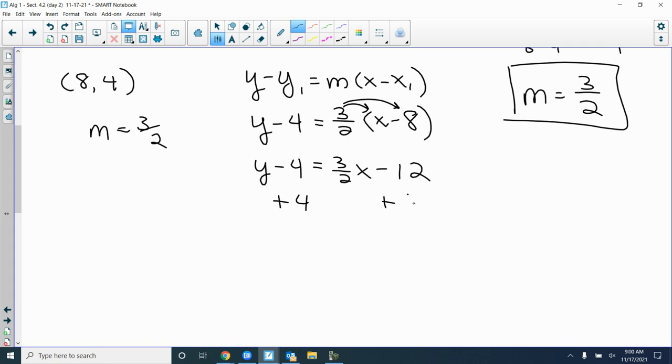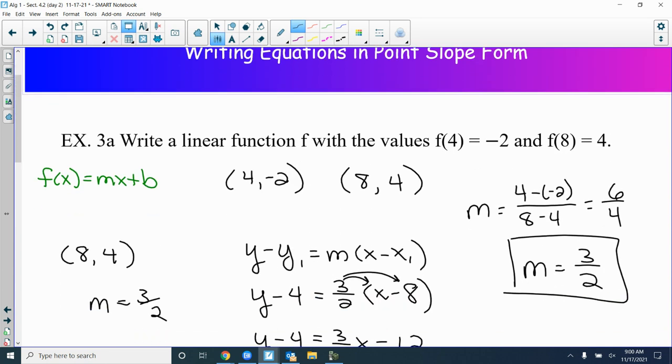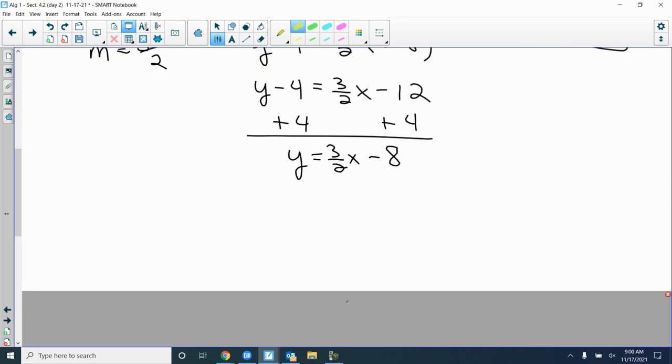Now you add 4 to the 12, and so you get y equals 3 halves x minus 8. Here's the big deal with the directions for this one. Everything is correct, but they asked me to write this linear function out. This is just dealing with terminology and understanding what they want. All you have to do is make this f of x equals 3 halves x minus 8. Okay, f of x equals 3 halves x minus 8.